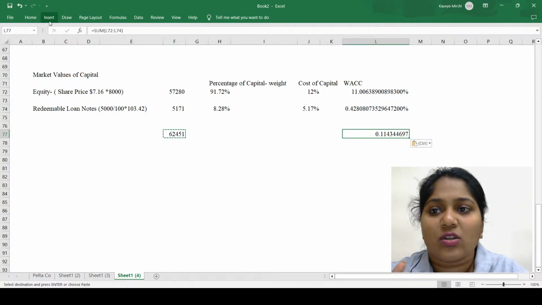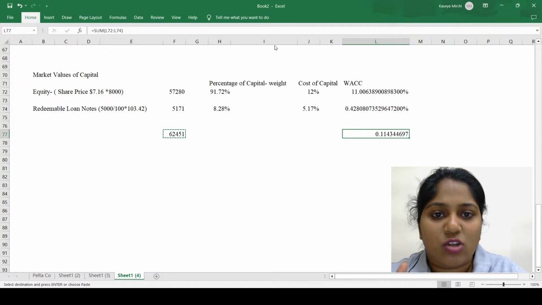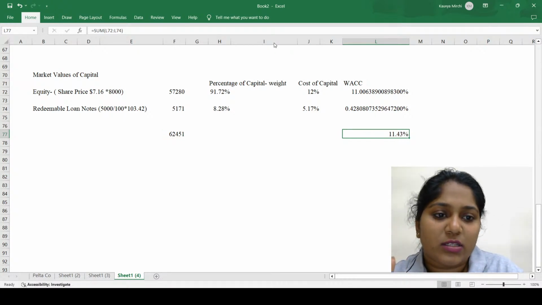So I am just gonna consider directly. It is not required that you have to round off each and everything. Final answer can be rounded off. It is how much?